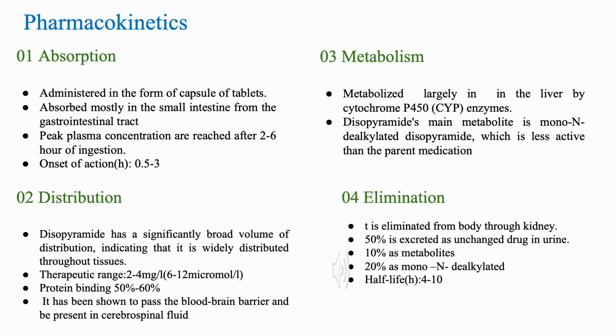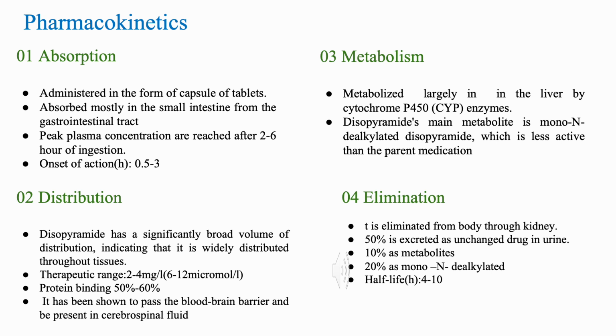In the distribution phase, drugs are widely distributed throughout the body, can be found in various tissues and bind with proteins by about 50 to 60%. Disopyramide also has the capacity to penetrate the blood-brain barrier and enter the cerebrospinal fluid that surrounds the spinal cord and brain. Lastly, the therapeutic range is 2 to 4 mg per liter, and this dosage range is regarded as beneficial for regulating irregular cardiac beats while minimizing toxicity risks.